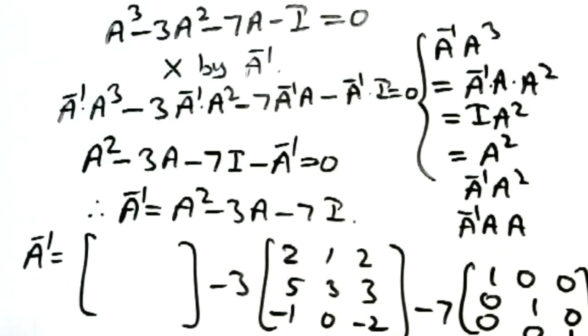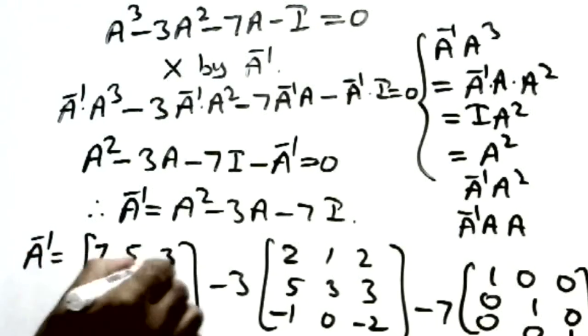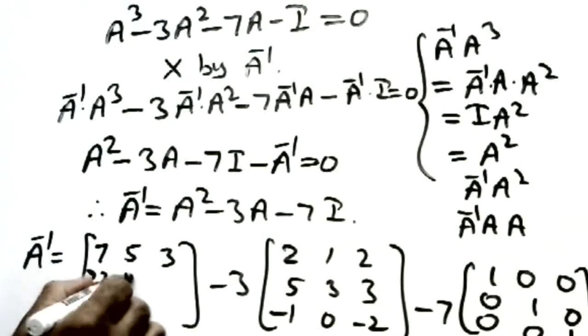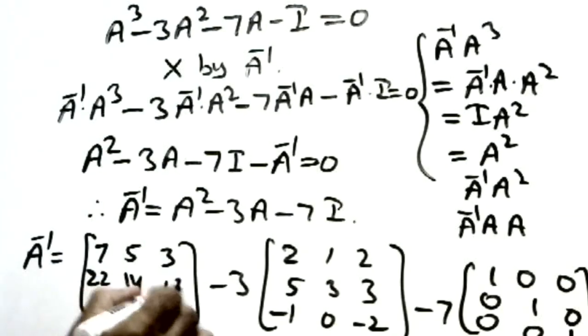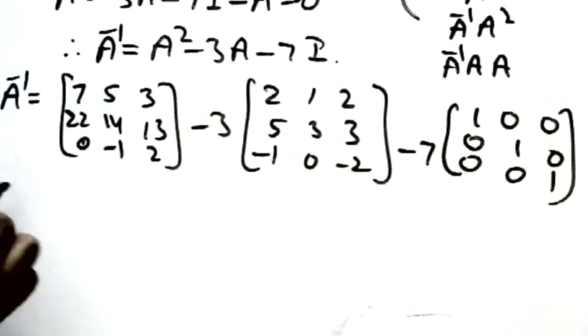Now let me substitute the value of A square from the previous part. Just now we found A square. A square is 7 5 3, 2 2 1, 4 1 3, and lastly 0 minus 1 2. So this is A square. Just now we have done this. Now let me substitute the values and we'll get the answer.